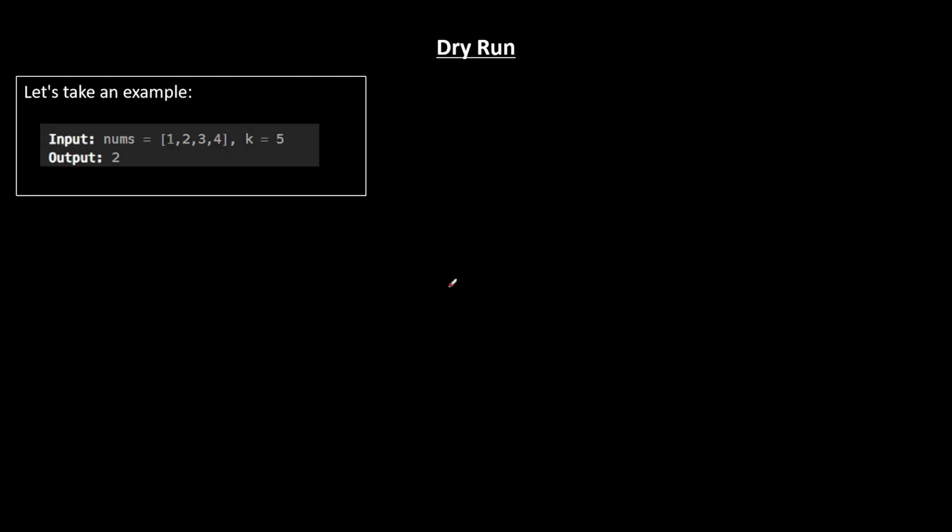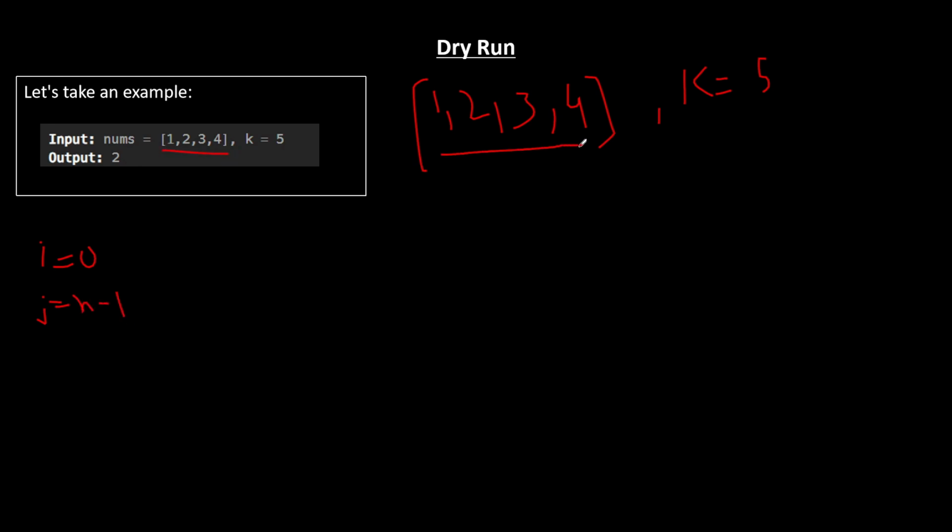Now, since we have the understanding of the code, let's look at the dry run of the example. Fine. Okay. Let me write it here. 1, 2, 3, 4, and k equals 5. Our i starts from 0. j starts from n minus 1. And we sort the array. In this case, the array is already sorted. So it's done. First thing is done.